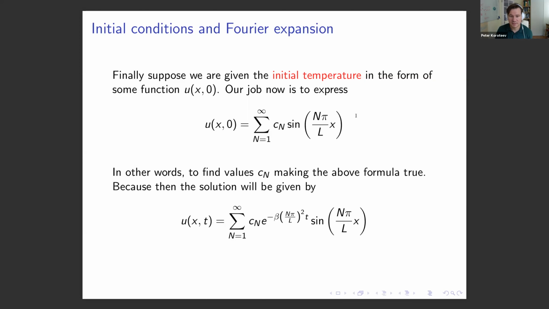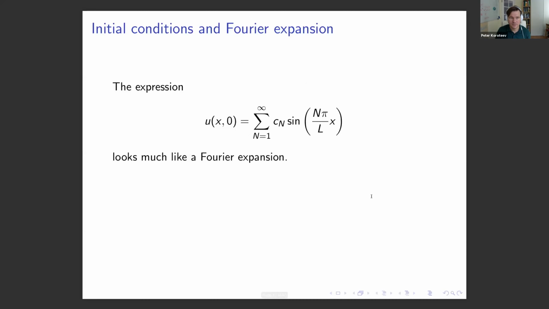Since the solution will be given by an infinite series in sine functions, what we need to do is to first Fourier expand. We need to write down the initial value function u(x,0) as a Fourier series with some coefficients, because then it will be easier to compare those coefficients with the form in which the solution is written. So this expression is exactly the Fourier expansion.